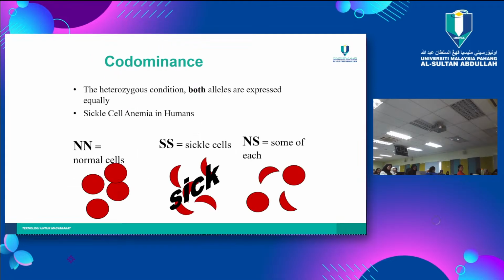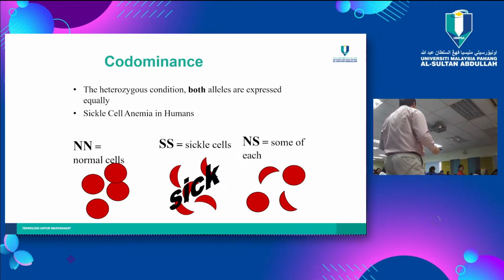Okay, so for codominance, also in sickle cell disease as well. In the heterozygous condition, both alleles are expressed equally. If you are normal without any sickle cell disease, you either have normal alleles, both, or heterozygous. If you have the sickle cell alleles, when you have both, then you're going to express equally.